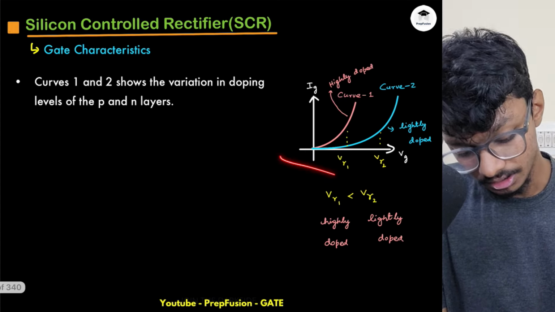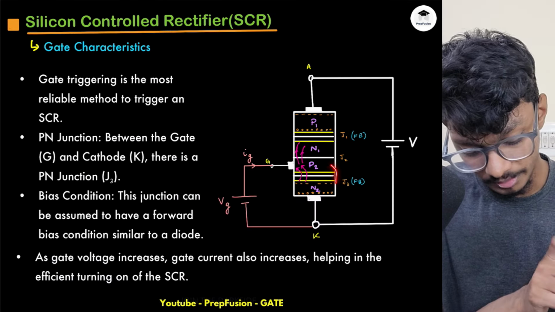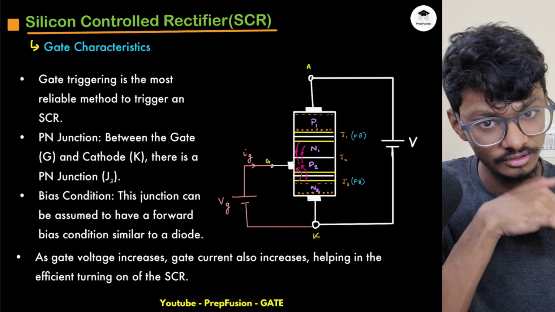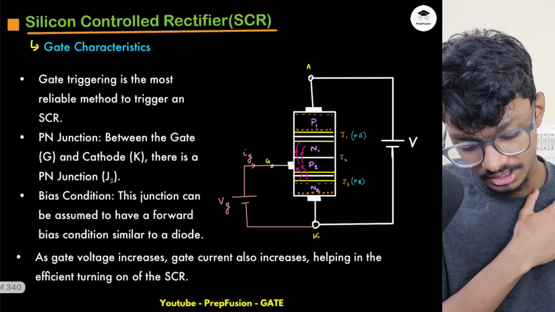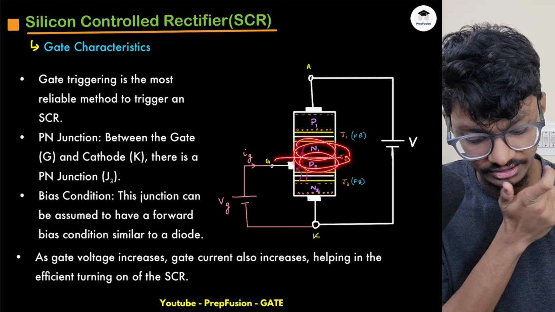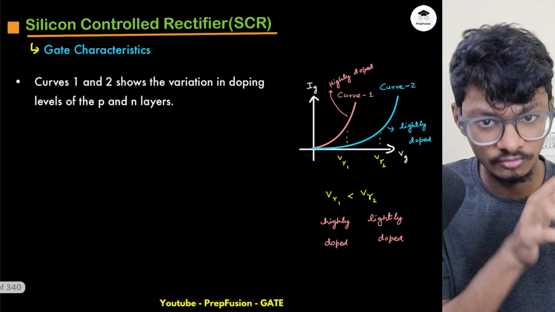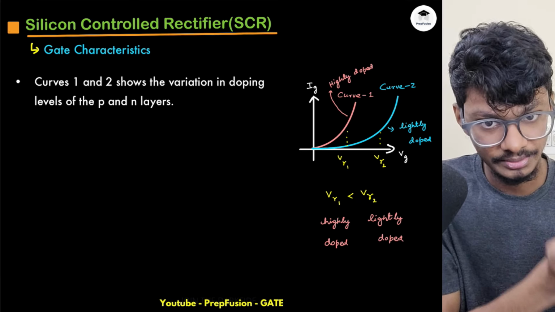If my PN junction is highly doped, I will need lesser amount of gate voltage. But do remember, this junction is also responsible for reverse bias as well. So obviously we cannot dope it very high. We have to be considerate, because this P2 and N1 is the drift junction, right? Drift layer junction. So that is very important to us as well for blocking the forward voltage. We cannot dope the P layer very much.